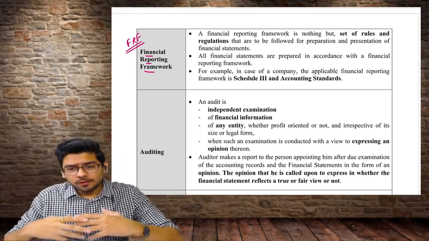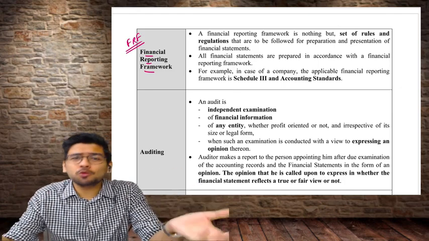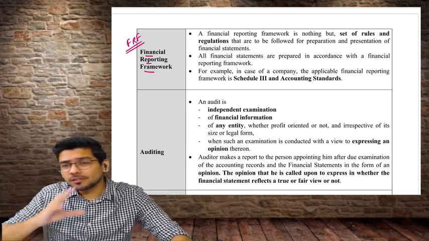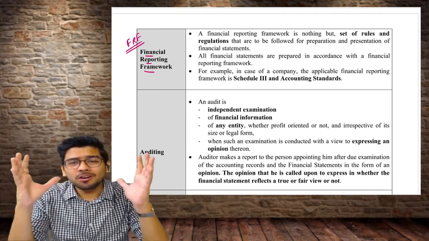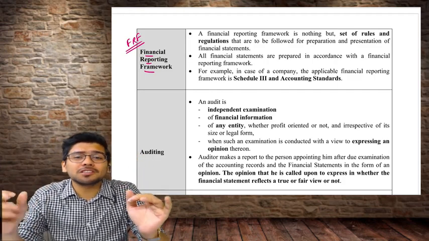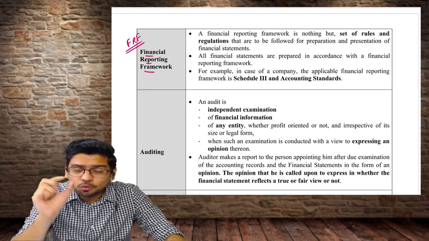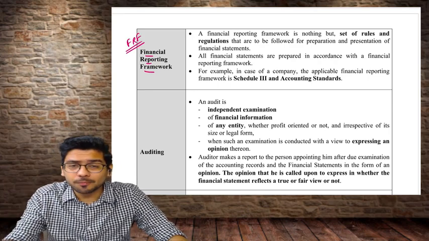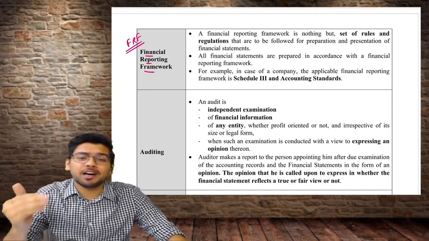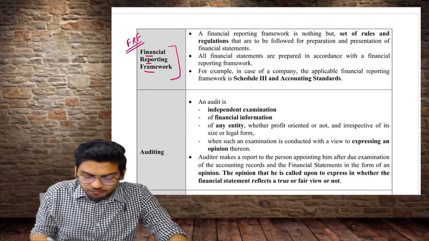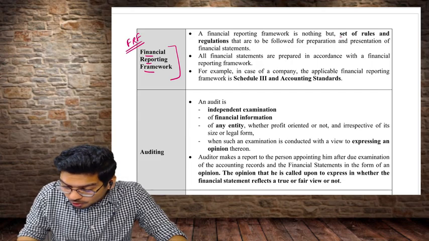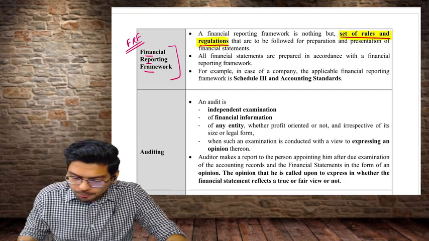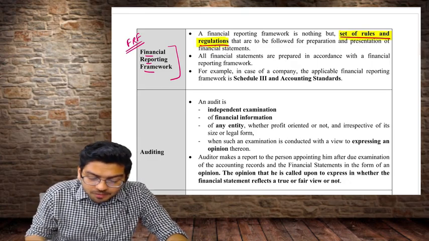Management cannot randomly use any format of the financial statement. How the financial statement is going to be presented, they have to follow certain rules and regulations while they make the financial statements. These rules and regulations which management follows for the preparation and presentation of financial statements are termed as FRF, Financial Reporting Framework. So what is Financial Reporting Framework? It is nothing but a set of rules and regulations. Please mark this: a set of rules and regulations that are to be followed for preparation and presentation of financial statements.